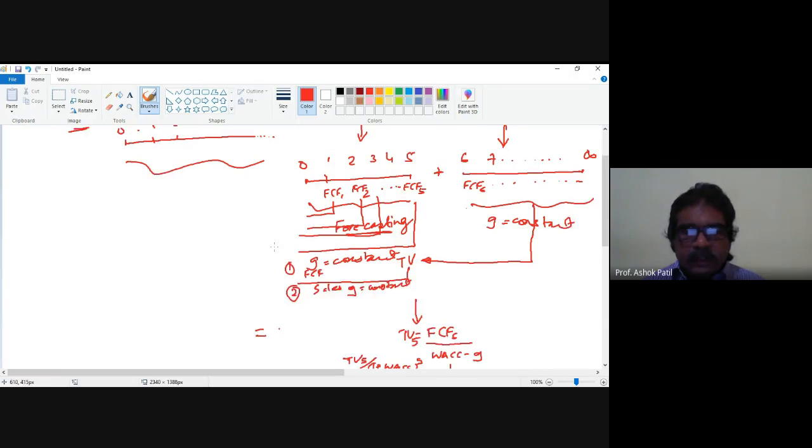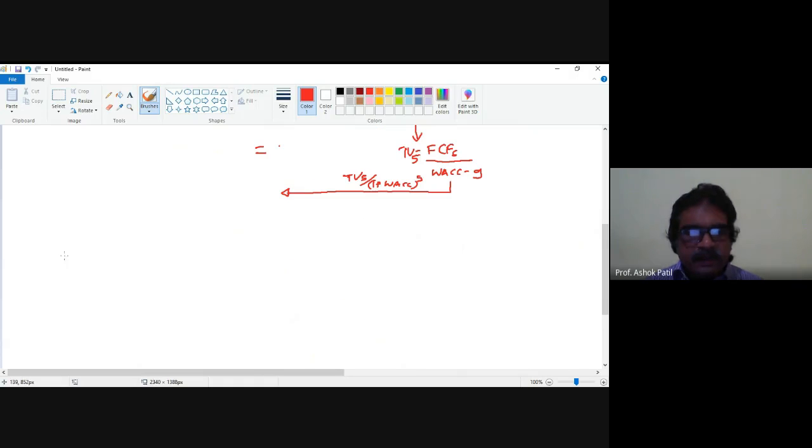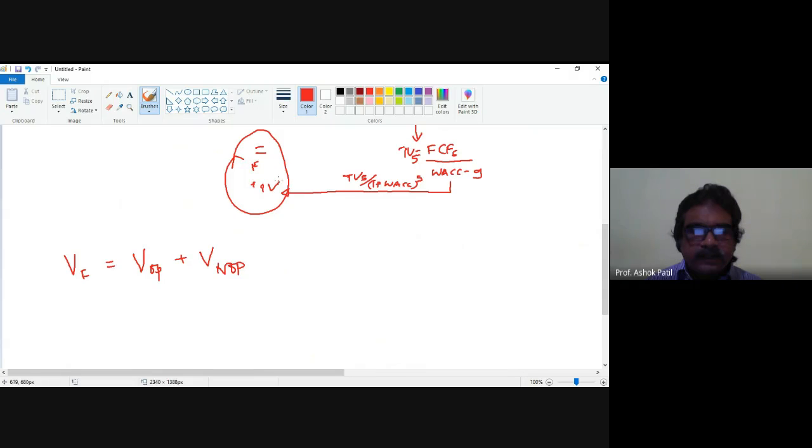So when we want to calculate the value of the firm, then we say that the value of the firm is equal to value of the operations and value of the non-operating assets. This we have seen. So whatever we have done so far, that forecasting plus terminal value, all that will come back here only. From there, we have to add some additional value from the non-operating assets, and then we'll get the value of the firm.